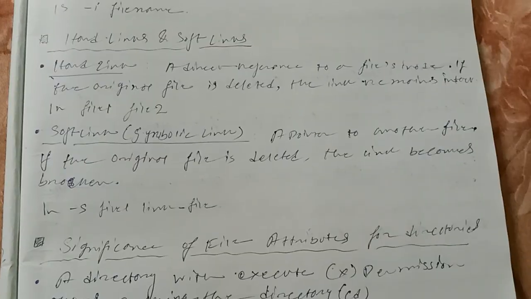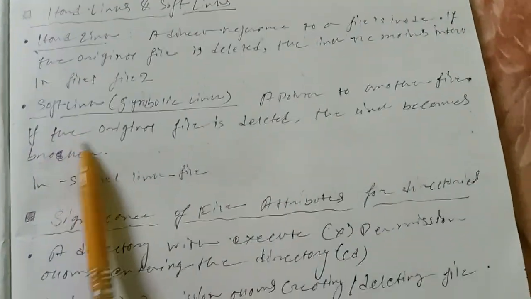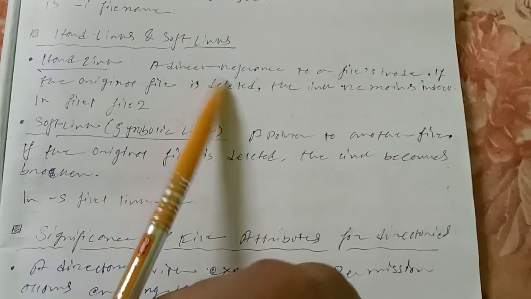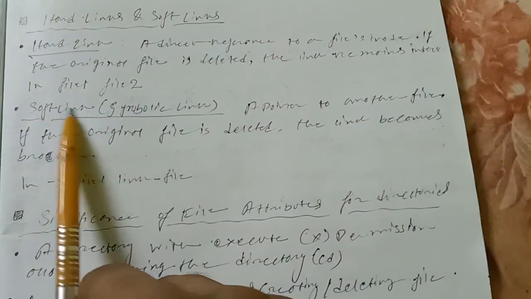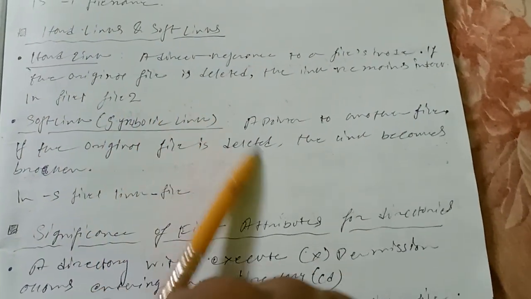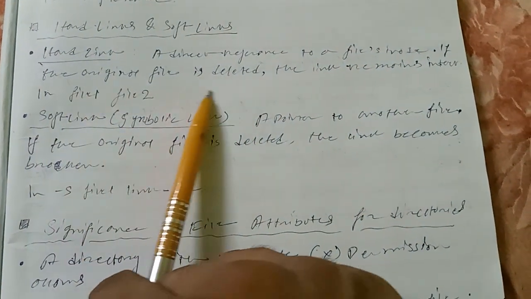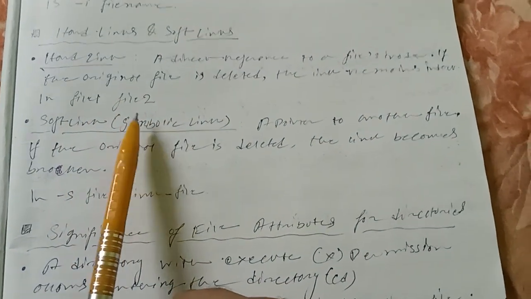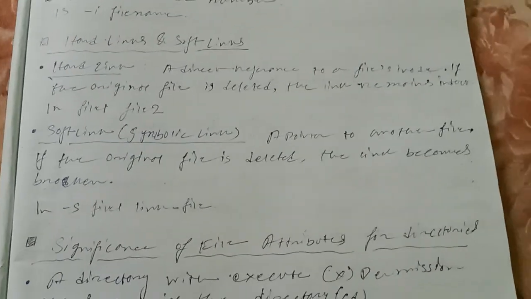Okay, so let's see the hard link and soft link. What is a hard link and what is a soft link, and what are the differences between them? The question might come in the exams. So hard links are direct references to a file's inode. If the original file is deleted, the links remain intact in file 1 and file 2.